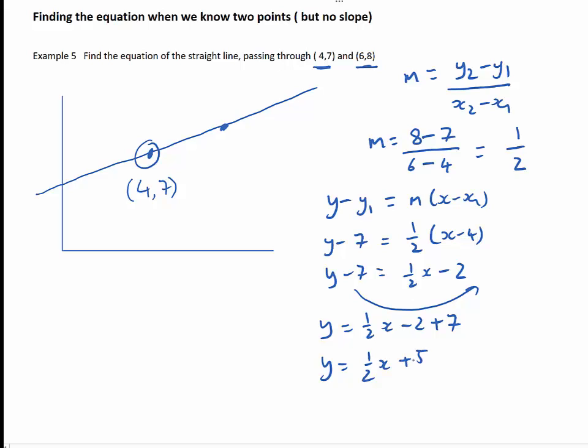If this is correct, it should properly generate the other point when x is 6, y is 8. Well, if x is 6, half of x is 3, and 3 plus 5 is 8, so this does indeed work.